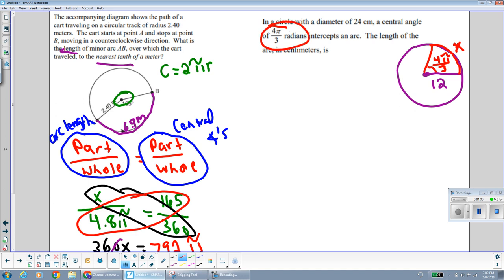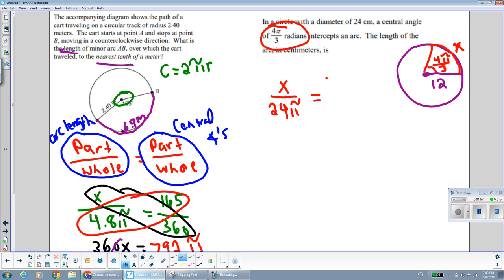So if we're going to set up our proportion, part over whole equals part over whole, it's going to be sort of the same thing. So first, the arc length over the entire length of the arc of a circle, which is the circumference, 2 pi r. Since the radius is 12, that would be 12 times 2, which is 24. That would be 24 pi for the circumference of the entire circle.